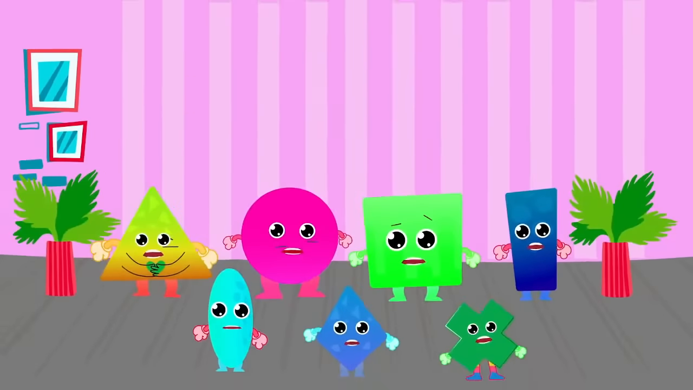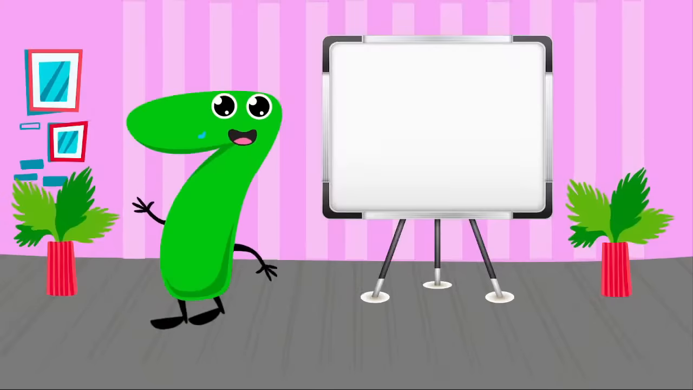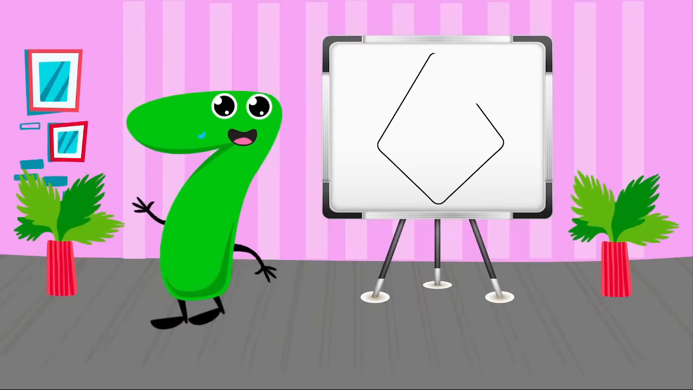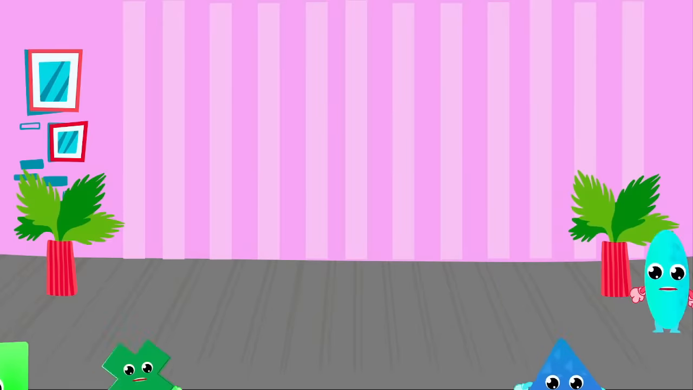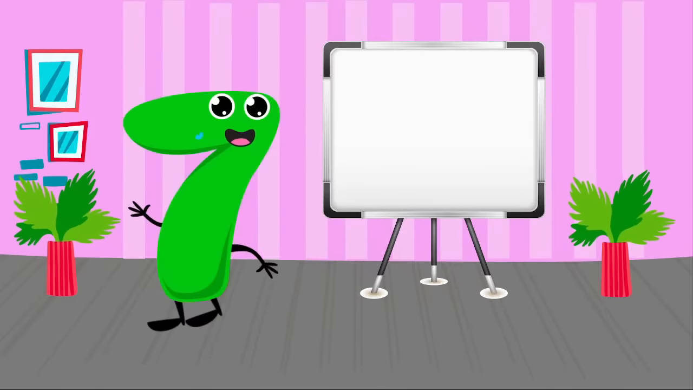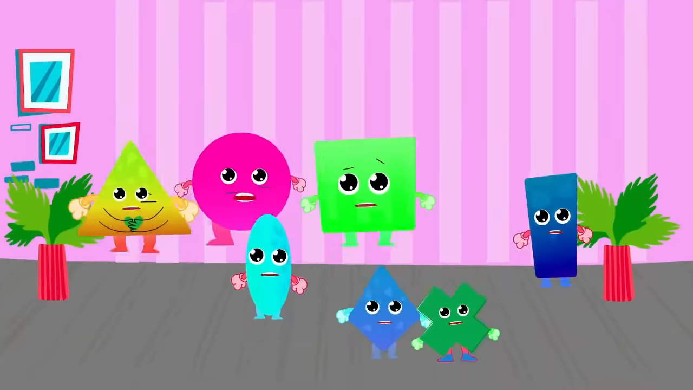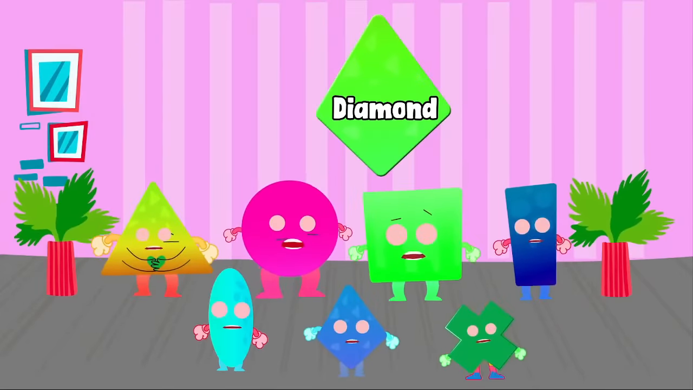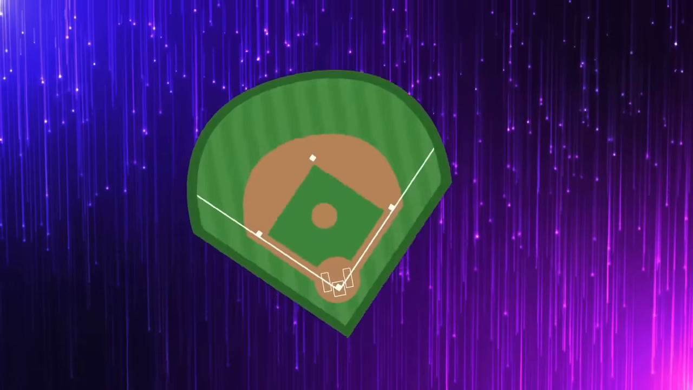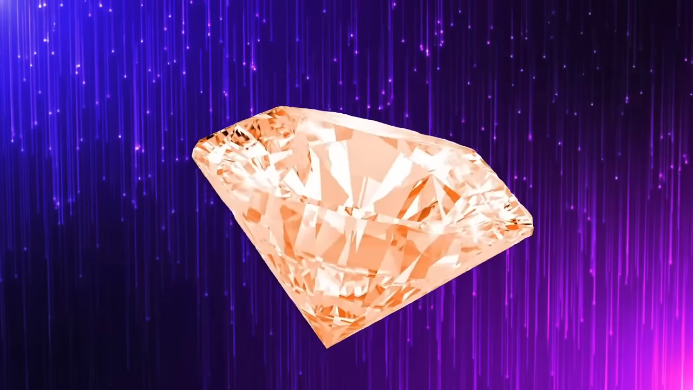What shape is this? Can you know the name of this shape? What shape is this? Four sides. It's a diamond shape. Can you show me a diamond thing? This.